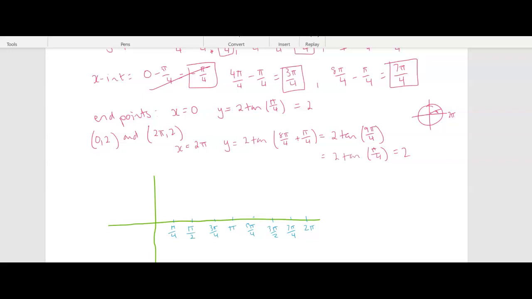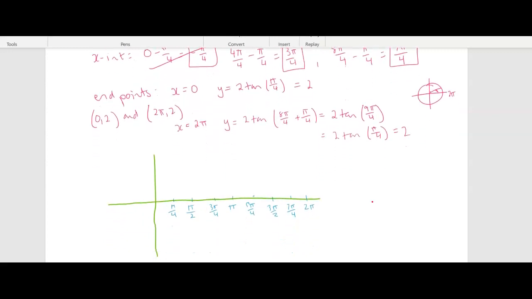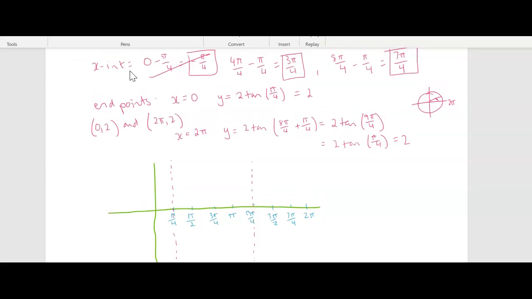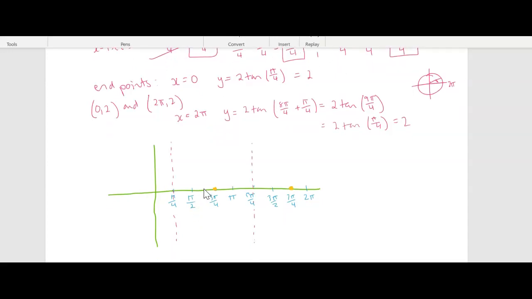All right, so let's do our asymptotes first. Our first asymptote is at pi on 4 and then 5 pi on 4. Our x-intercepts are at 3 pi on 4, so here. And you can see they're halfway between your asymptotes as well. I'll do that in yellow. So there's our x-intercept there, and our other x-intercept is at 7 pi on 4.